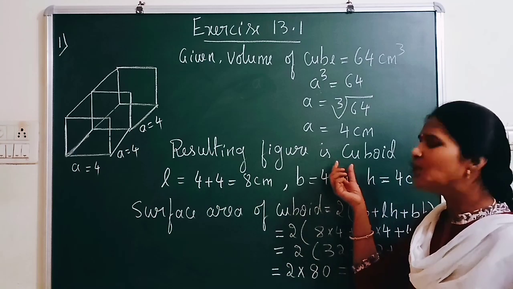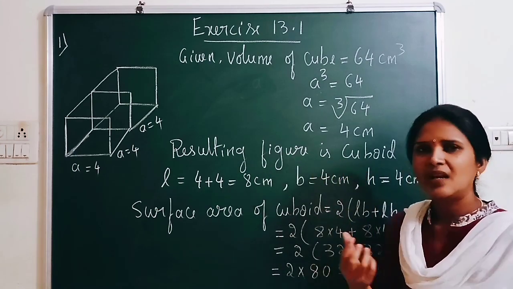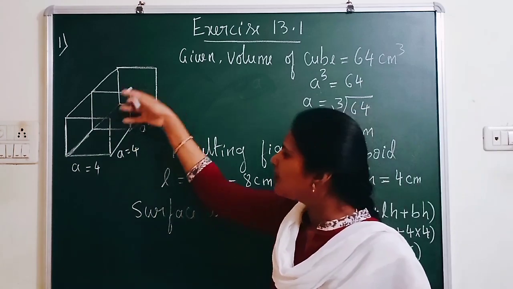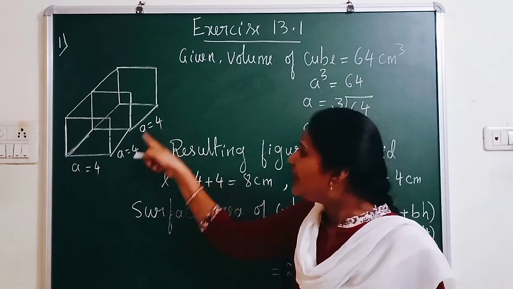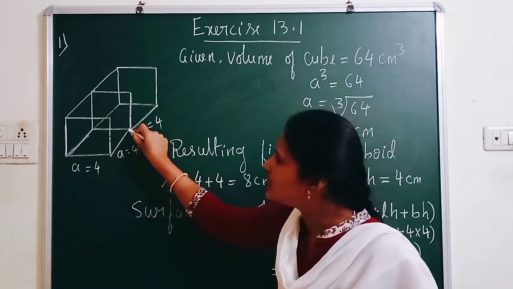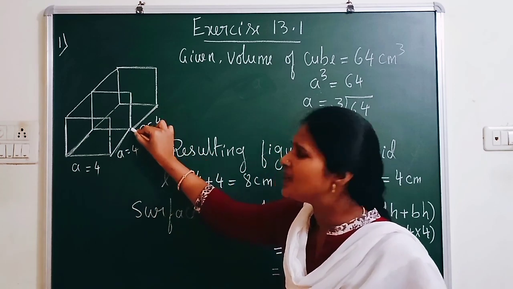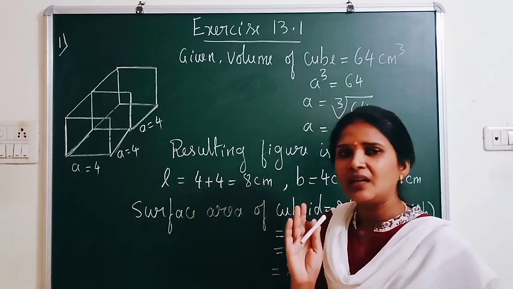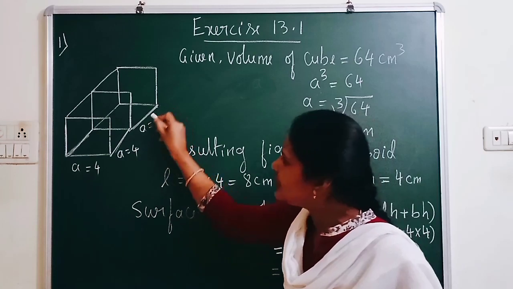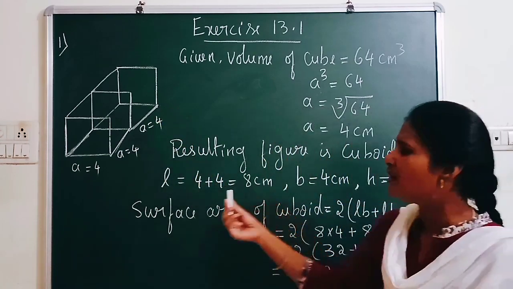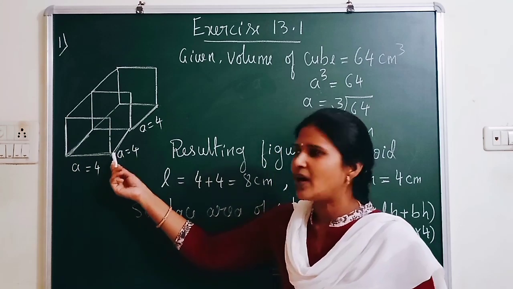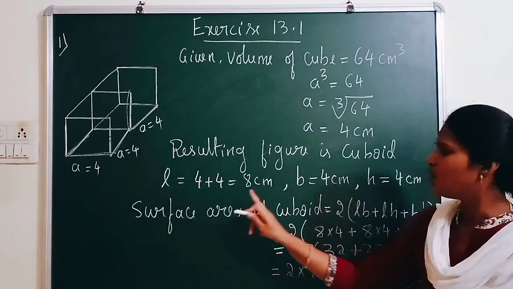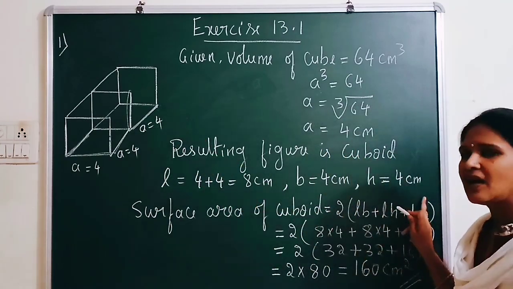And what is the resulting figure you have here? Cuboid. So for that we need length, breadth and height. If you observe here, when you keep this figure horizontally, the length becomes 4 plus 4. You can see this is one edge of the first cube and this is another edge of the second cube. So 4 plus 4 becomes the length. But when you keep it vertically, that becomes the height. So length is 4 plus 4, that is 8 centimeter. And this is the breadth of the cuboid, that is 4 centimeter, and the height of the cuboid is again 4 centimeter. So we got length 8, breadth 4 and height 4.